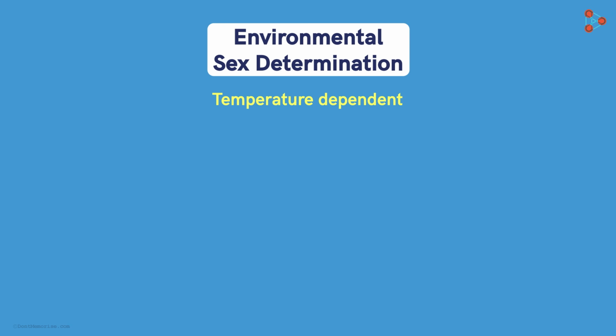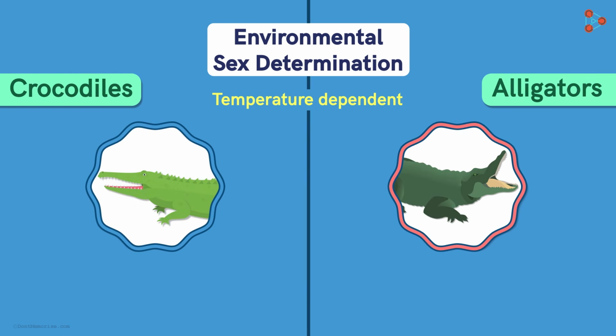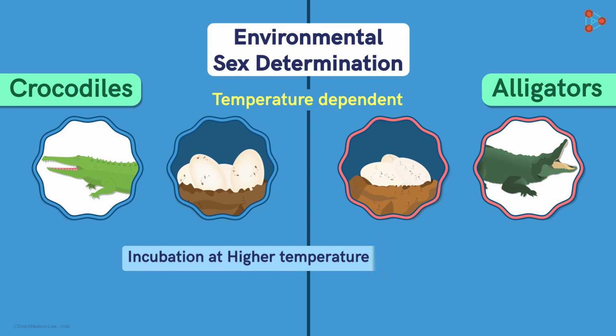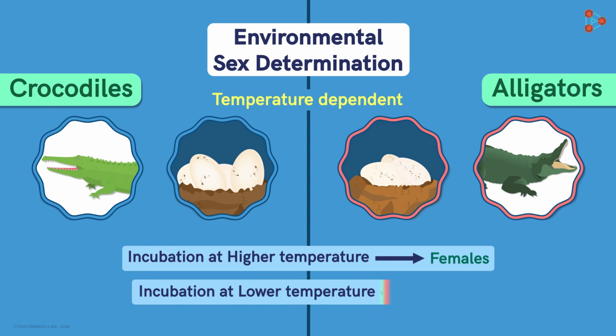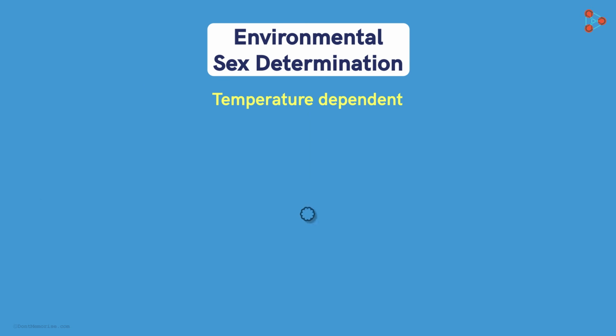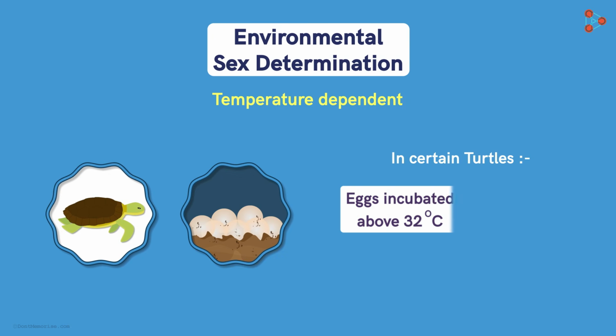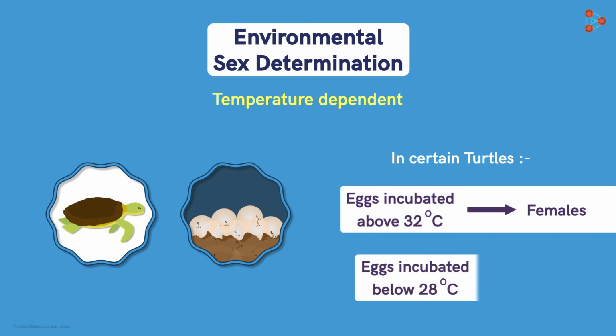In some reptiles, like crocodiles and alligators, the sex of the offspring depends on the temperature at which the eggs incubate. If the temperature is high, then the offspring is female, while if it's a low temperature, then the offspring is a male. Same is the case for certain turtle species. If their eggs are incubated above 32 degrees Celsius, then all develop as females, while if incubated below 28 degrees Celsius, then all develop as males.